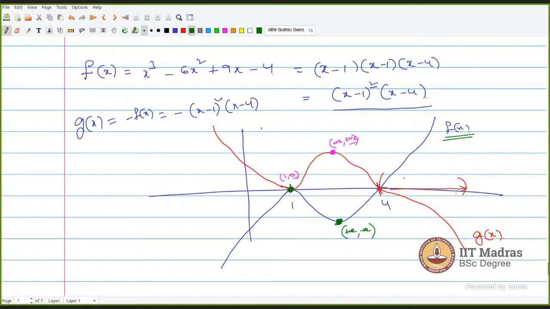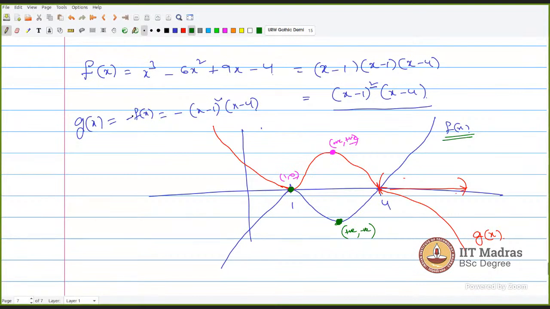Divyanshu, can you read the question, please? Yes, sir. f(x) is equal to x cube minus 6x square plus 9x minus 4, right? And g(x) is equal to minus 2 f(x). Which question is this? Sir, the graded assignment. Okay, you are talking about the graded assignment. Okay, the same question, but there is minus 2 times f(x).